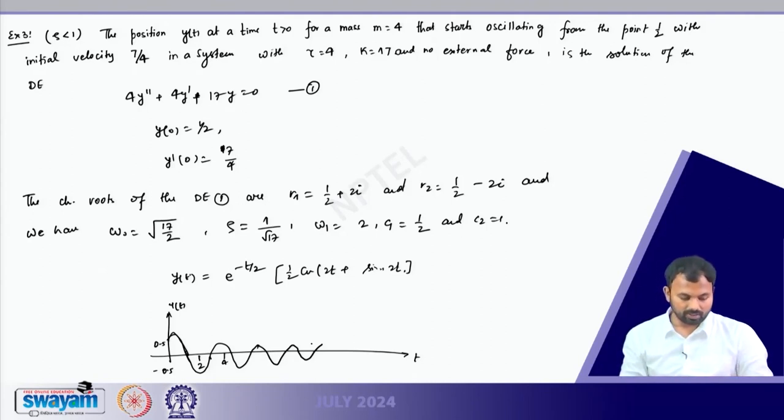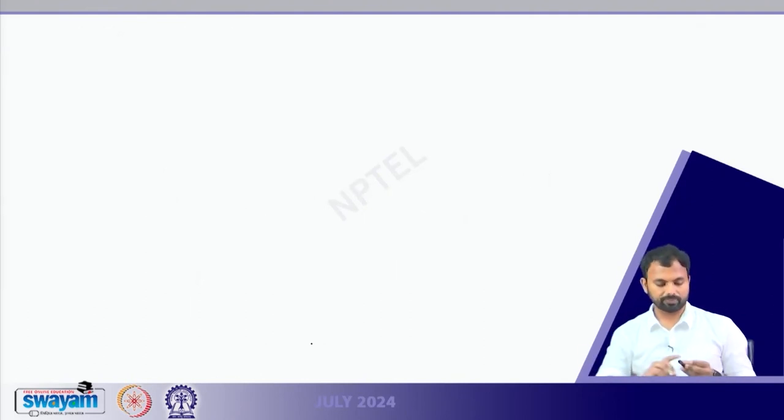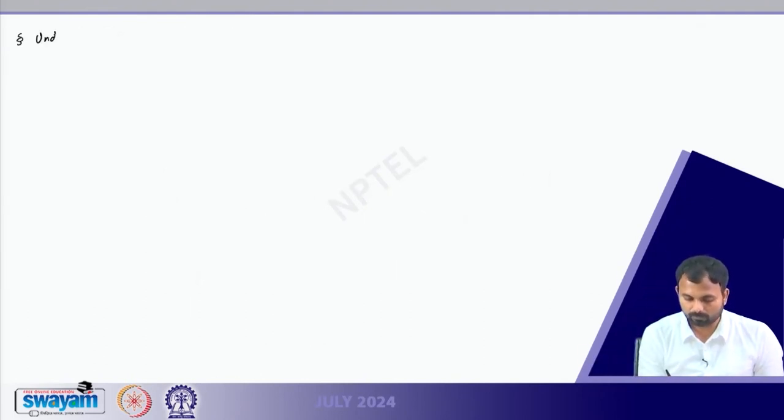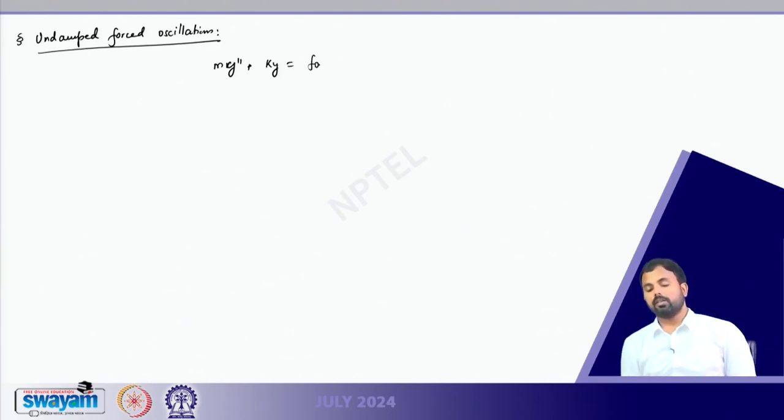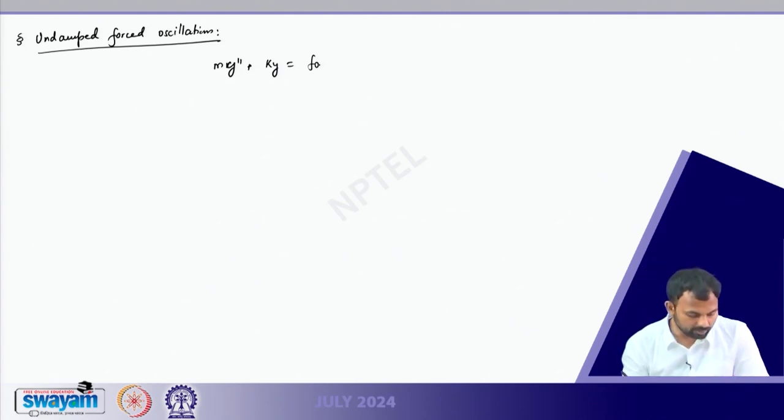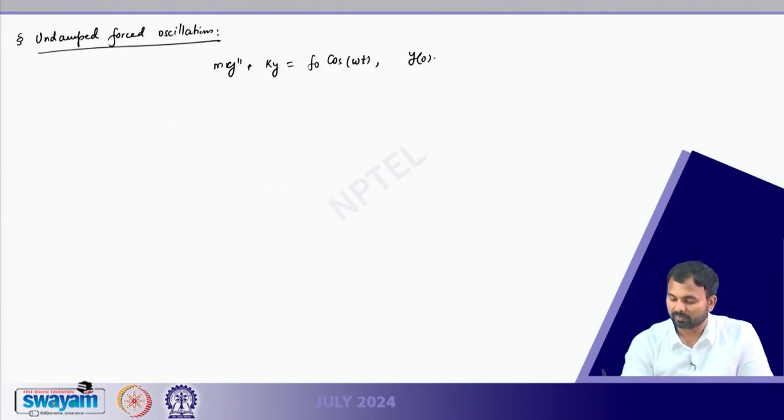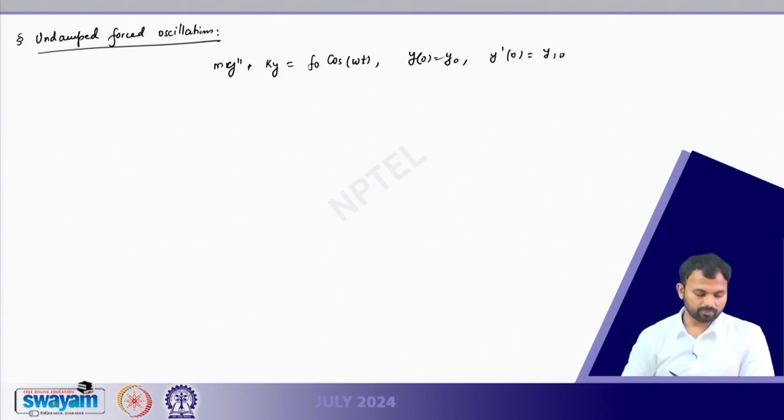Now, in case you have undamped forced oscillation, then it will look like this. Undamped forced oscillation. The same equation of motion will have m y double dash plus k y equals F0, and here instead of writing F0 or F, we will write F0 cos of omega t, with y at 0 equals y 0 and y dash 0 equals y1 0, right.